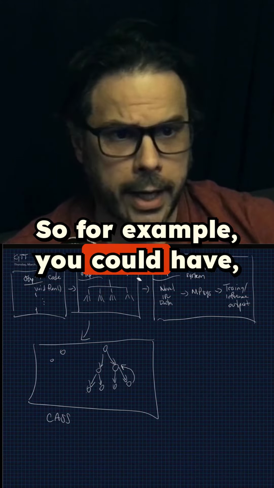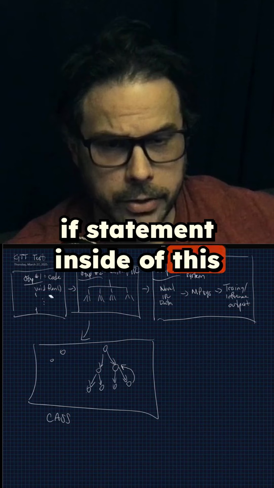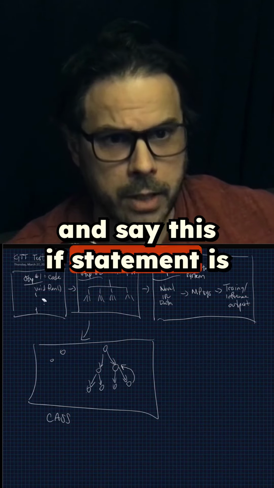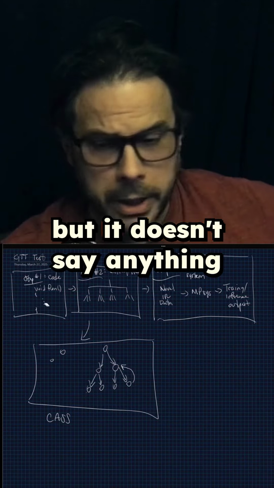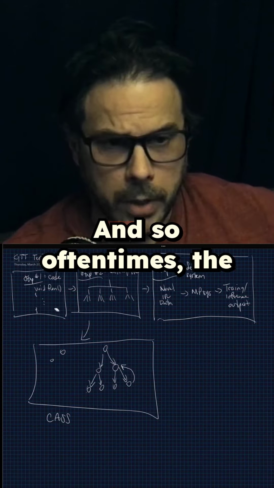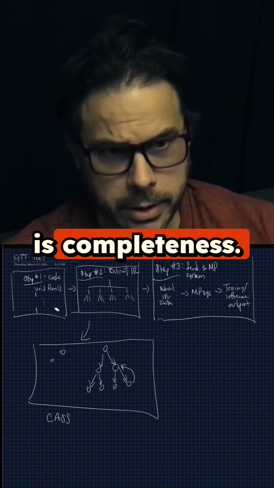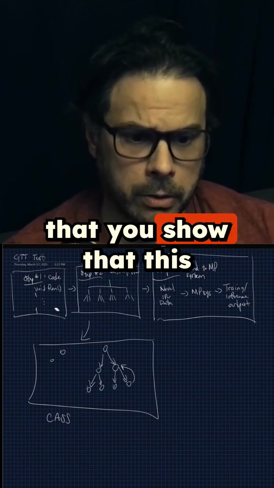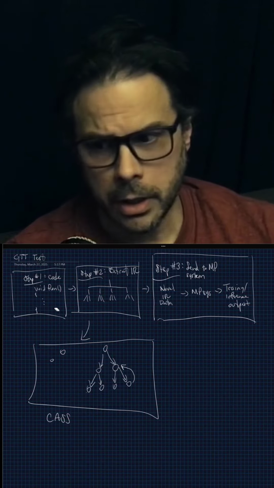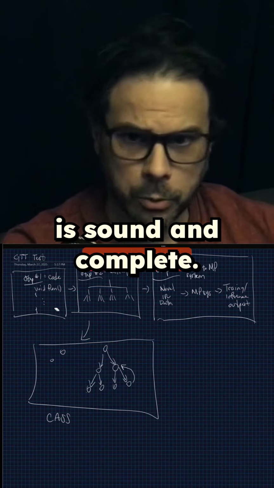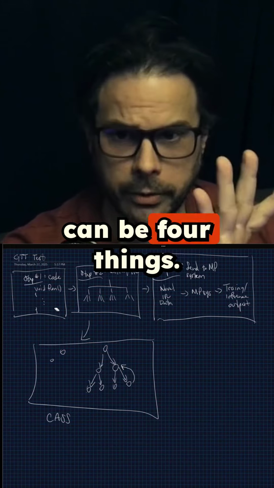So, for example, you could have, let's say, an if statement inside of this function and say this if statement is logically sound, like it's doing the right thing, but it doesn't say anything about the rest of the function. And so oftentimes the second property that you want is completeness, that you show that this algorithm or this equation is sound and complete. So I think it can be 4 things.